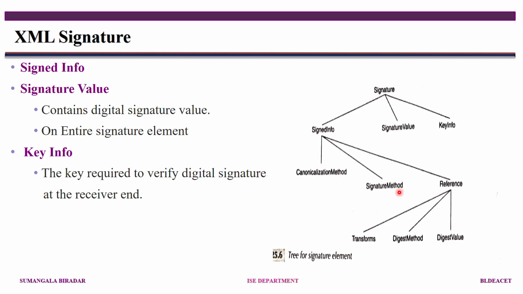And for generating that signature, what methods did you use? It may be any method to generate the signature, like RSA or DSA, those are the signature methods. Which method you used to generate the signature, that method name you have to specify here. Next is the reference. Reference has transforms.